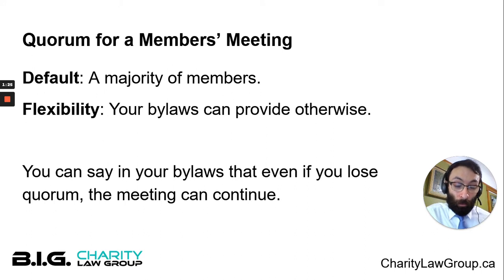Now, if you're an organization with a lot of members, that can be quite onerous, and your members might not be that interested. It might be hard to get even a smaller number of members out to the annual general meeting or the members' meeting. So you can change it under your bylaws. You can make it much lower. And of course, there's a trade-off of making it easy to attain versus having a genuinely accountable members meeting. But you can set whatever quorum you want. Interestingly, under Ontario's Not-for-Profit Corporations Act, if you start the meeting with a quorum, but you lose it partway through, the meeting can still continue. But your bylaws can say otherwise.